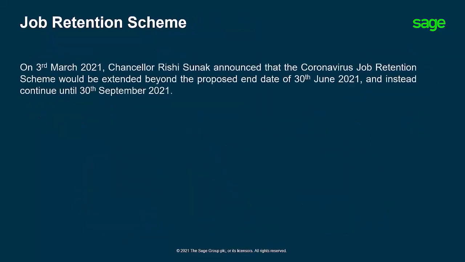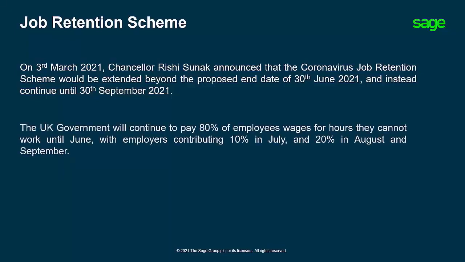On the 3rd of March 2021, Chancellor Rishi Sunak announced that the coronavirus job retention scheme would be extended beyond the proposed end date of the 30th of June 2021 and instead continue until the 30th of September 2021. The UK government will continue to pay 80% of employee wages for hours that they can't work until June, with employers contributing 10% in July and 20% in August and September.